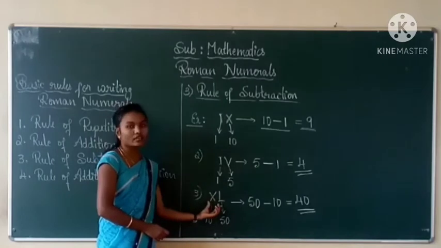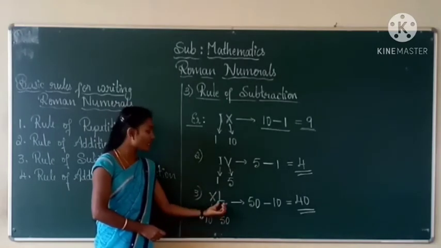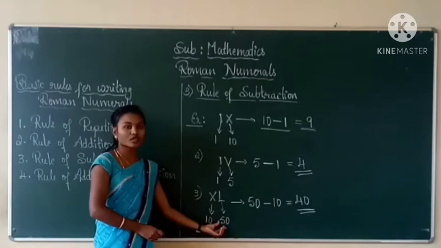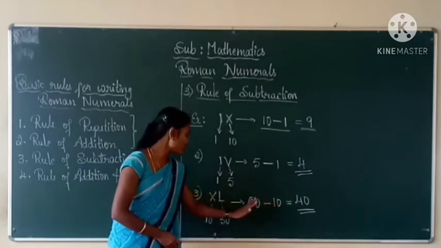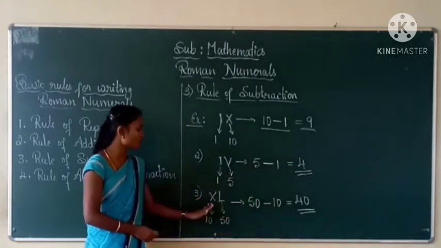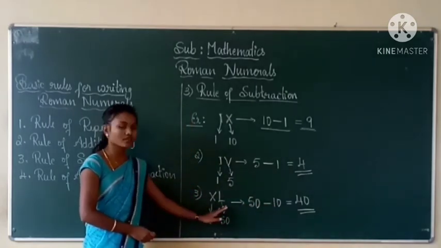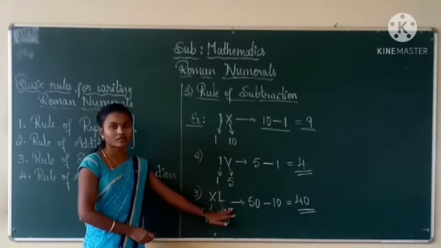And XL, X stands for 10 and L stands for 50. So if we minus 10 from 50, we will get 40. So 40 can be written in Roman numeral as XL. Have you all understood? Okay.